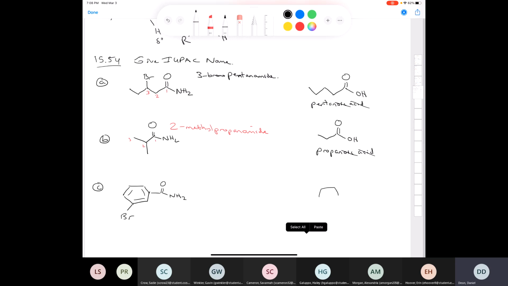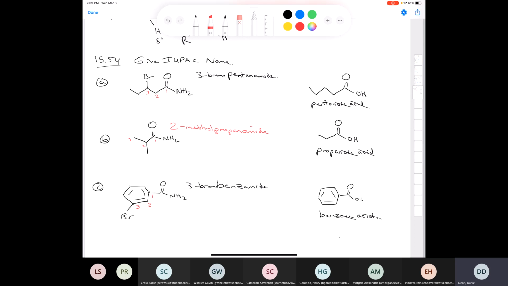Anyhow, you all know what carboxylic acid this is. This is benzoic acid. So if I remove oic acid and replace it with amide, this must be some kind of benzamide. And if I count the carbons, starting with this carbon here, 1, 2, 3, this is 3-bromo benzamide.